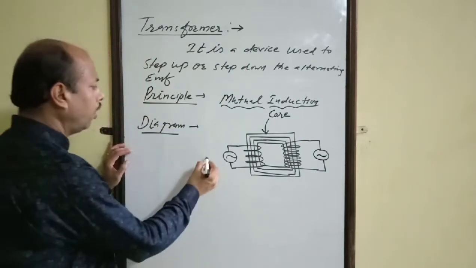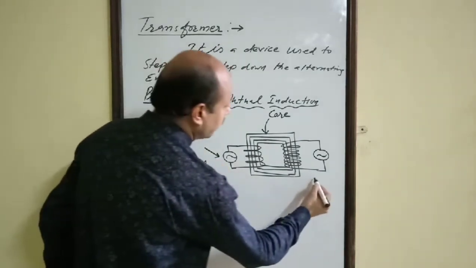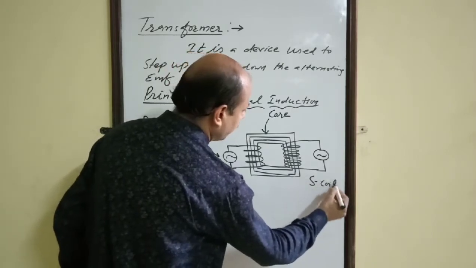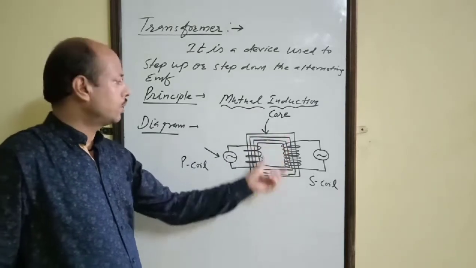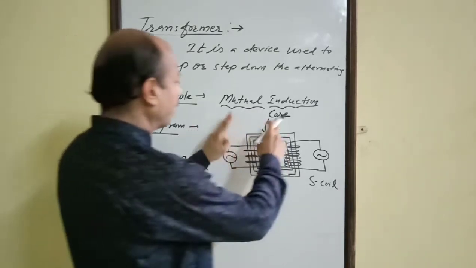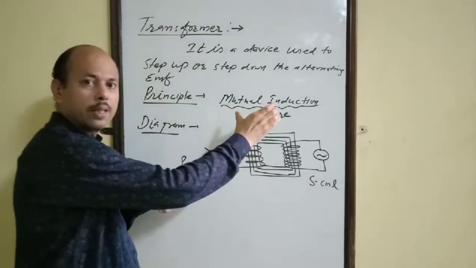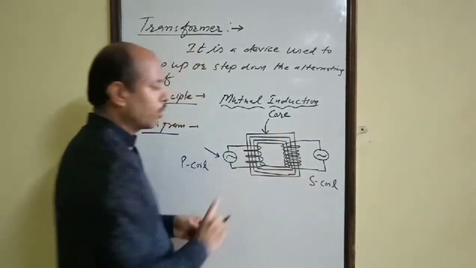This is the primary coil, and this is the secondary coil, and this is the laminated iron core. This is the basic diagram of a transformer. This is the laminated iron core, this is the primary coil, and this is the secondary coil.